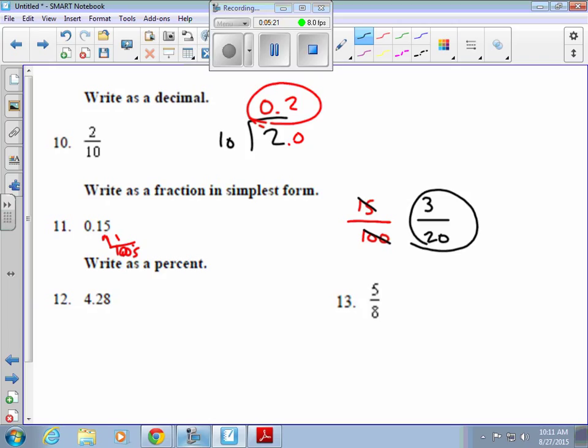Write as a percent, 4.28. Move your decimal over 2 times to the right, once, twice, 428%.